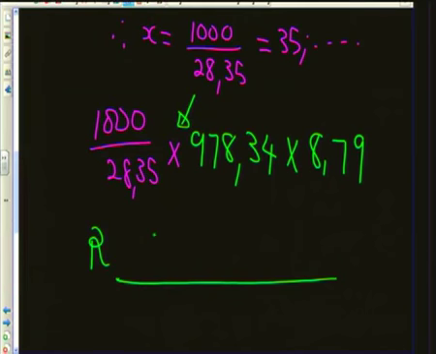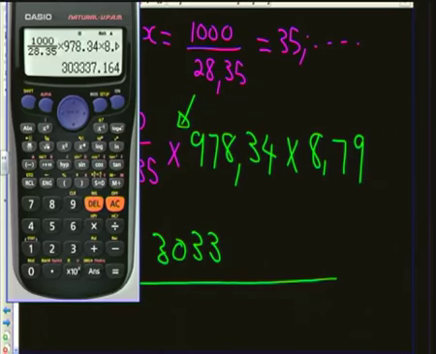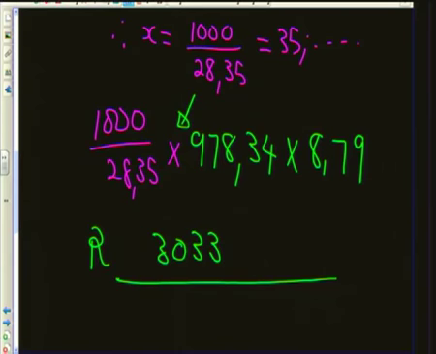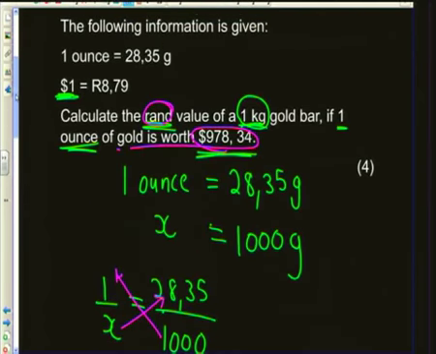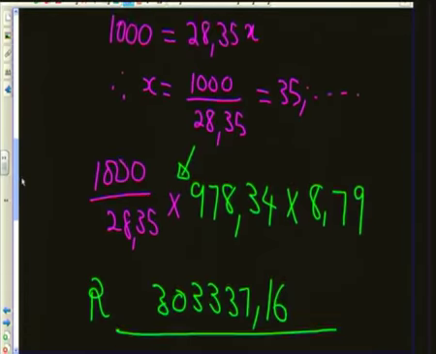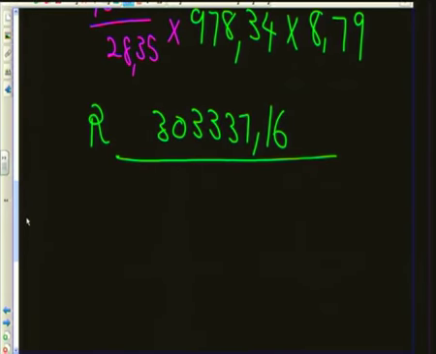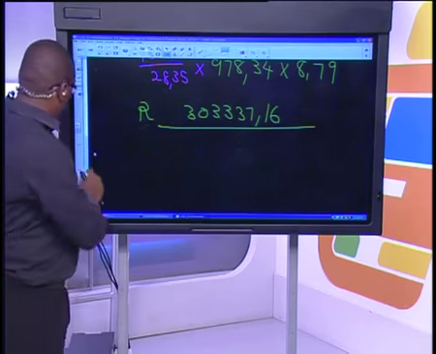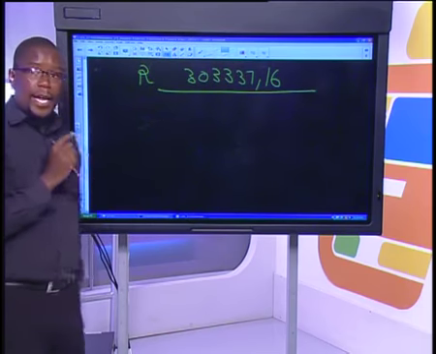303,337.16. So now at the end of the day, the 1 kilogram of gold will be equivalent to, let me try and call this amount, I have never had a time to hold this kind of amount. It's 303,337 Rand 16 cents. Okay, guys? So I hope that works as well. Now we can move on to the next question.